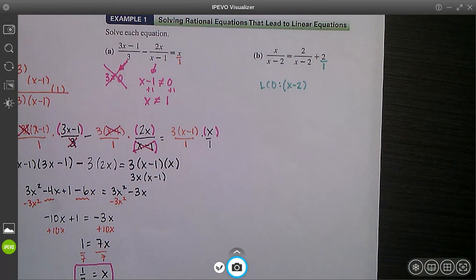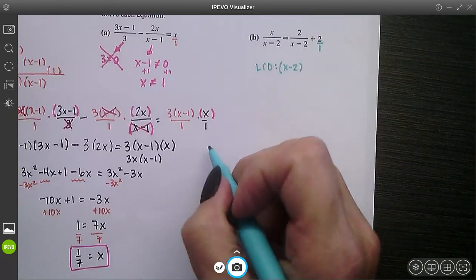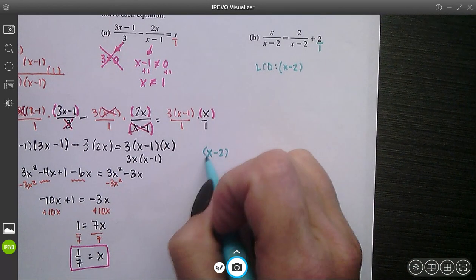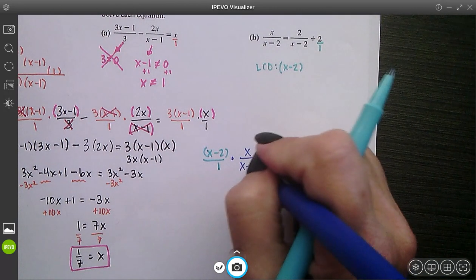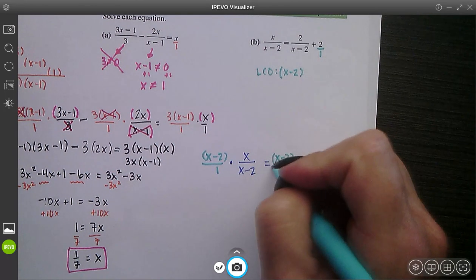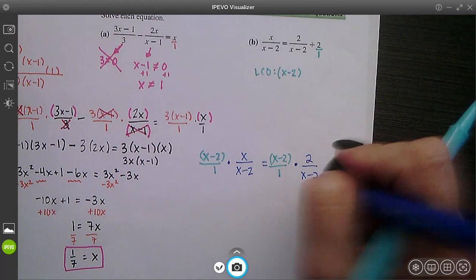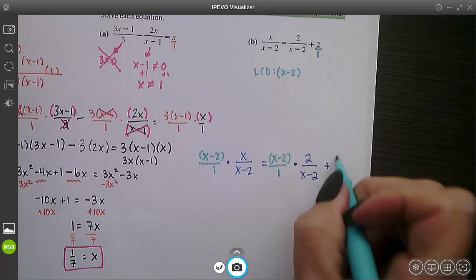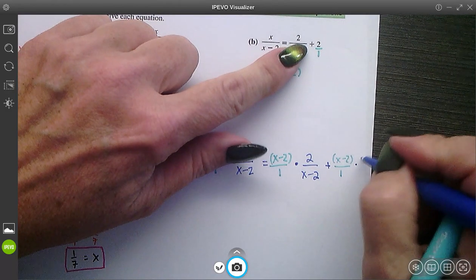So I'm going to multiply each term times x minus 2 over 1. So I'm going to move down here a little bit. x minus 2 over 1 times my original term of x over x minus 2 equals x minus 2 over 1 times the original term 2 over x minus 2 plus x minus 2 over 1 times the original term 2 over 1.